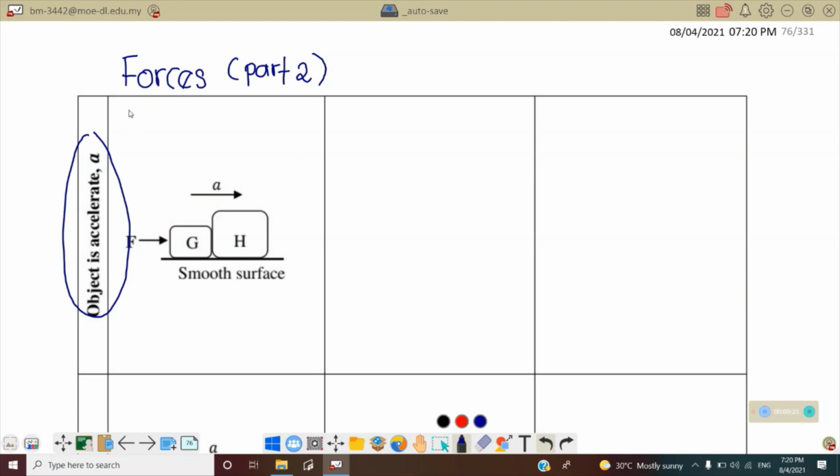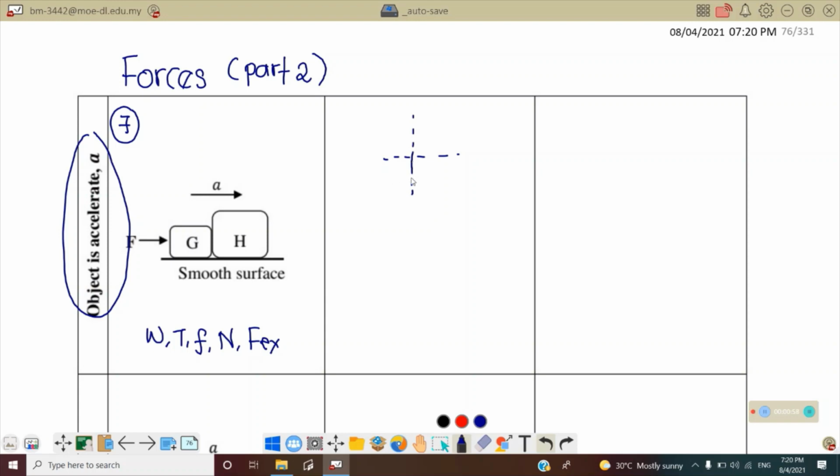For question number 7, this diagram shows that there are two objects, G and also H. When we have two objects, we need to draw two free body diagrams. For the first one, H, we need to ask 5 questions because we have 5 possible forces. We need to ask whether we have the weight, tension, frictional force, normal force, or F external.